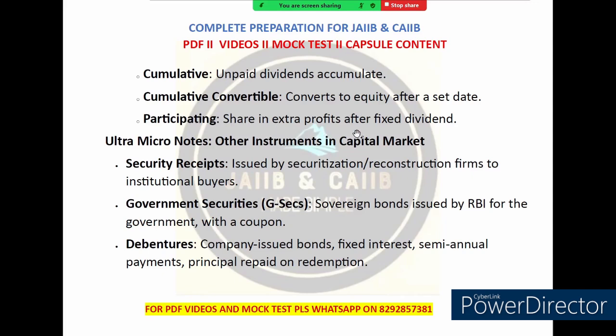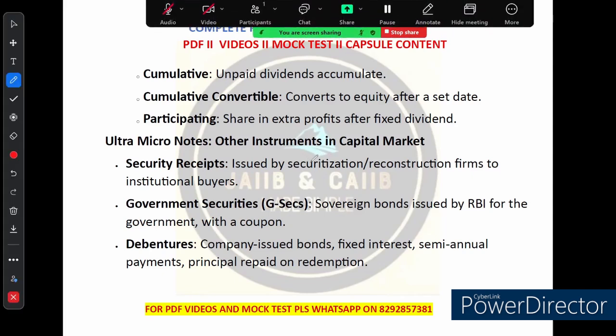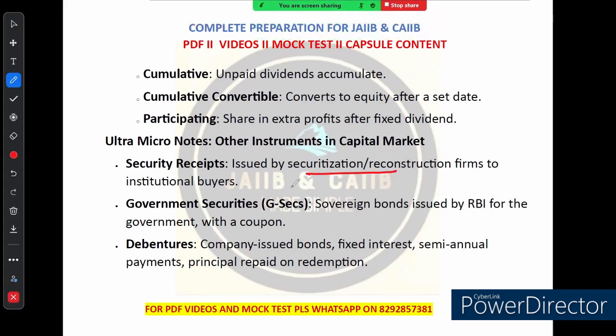Now let's talk about the key instruments in the capital market. The first is security receipt. It is issued by a financial firm to big buyers, usually to recover bad loans. Next is GSEC, government security.